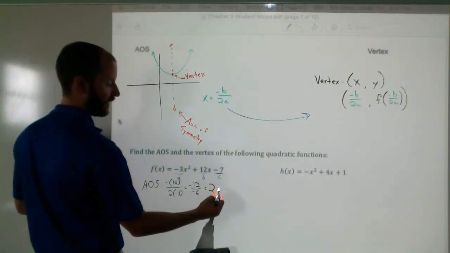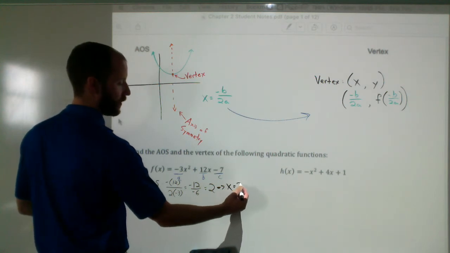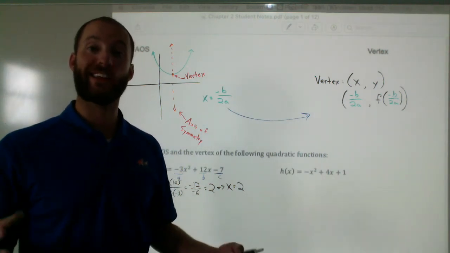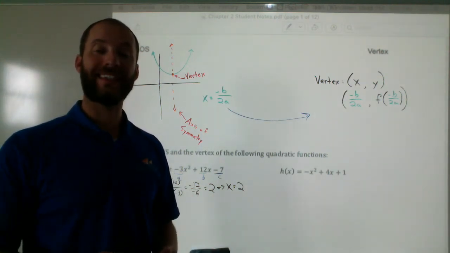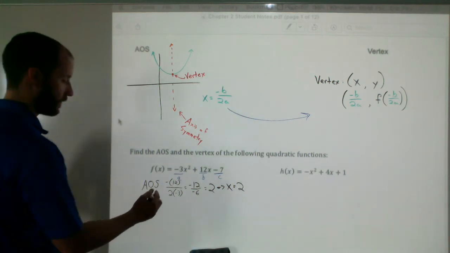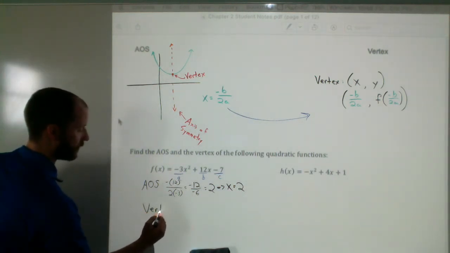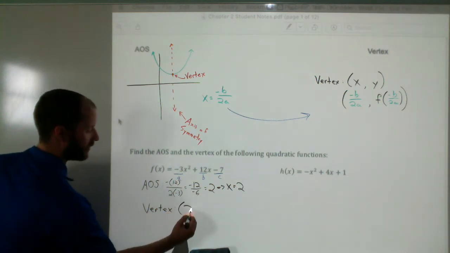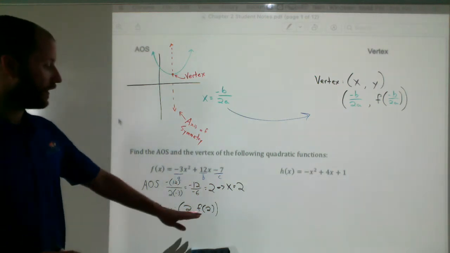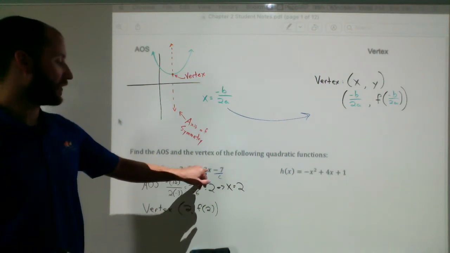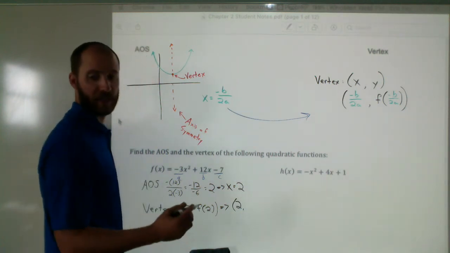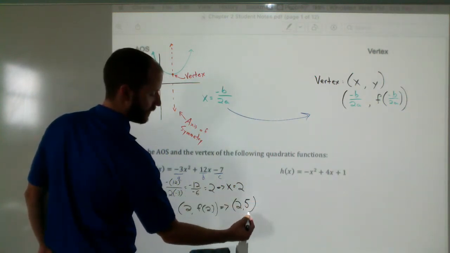So our axis of symmetry is x equals 2. Now that is where the axis of symmetry intercepts our quadratic curve. The x-coordinate there gives us the y-coordinate if we plug it into our equation. So, to get our vertex is 2, comma, f of 2. So f of 2, take 2, plug it in for x in our original function, and if you do that math, you should get 2, comma, 5.